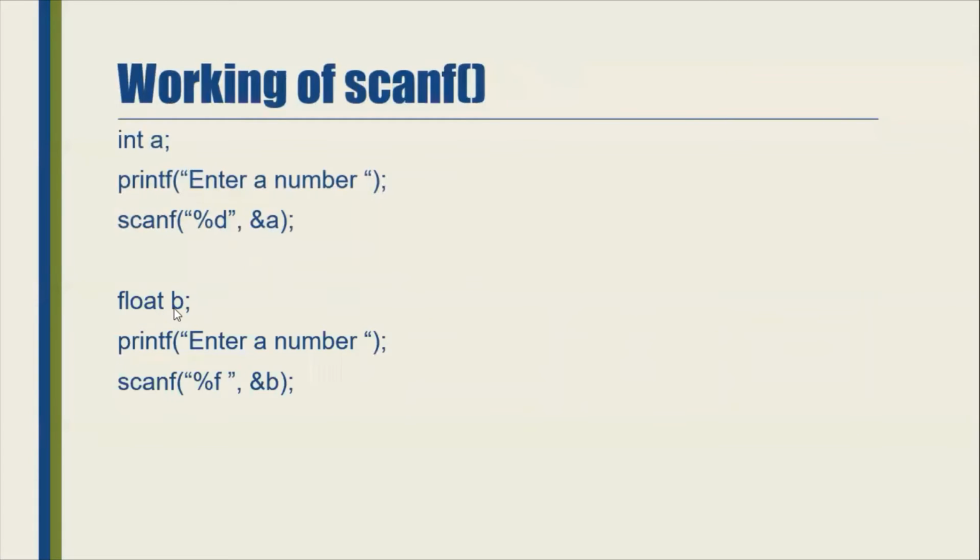Similarly, we take an example of float. I declare a variable float B and I want the value of B to be given by the user. So I use a printf function and I tell the user to enter a number. Now the compiler will use %f to store the float value. The scanf function will take the input from the user and store it in the address of B. So we have declared variable B to store the float value and we use the ampersand operator to store the value in memory.